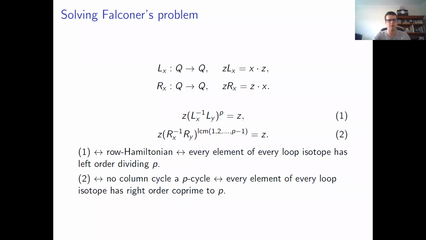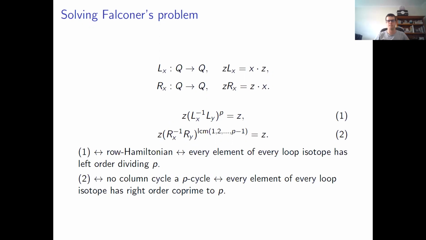If a loop Q satisfies the first identity, this is equivalent to saying that the multiplication table of Q is row Hamiltonian, which is equivalent to saying that every element of every loop isotope of Q has left order dividing P. And if Q satisfies the second identity, that's equivalent to saying that no column cycle of the multiplication table of Q is a P cycle, which is equivalent to saying that every element of every loop isotope of Q has right order coprime to P. And we showed that the loop variety defined by these two identities was a non-trivial anti-associative isotopically L-closed variety.